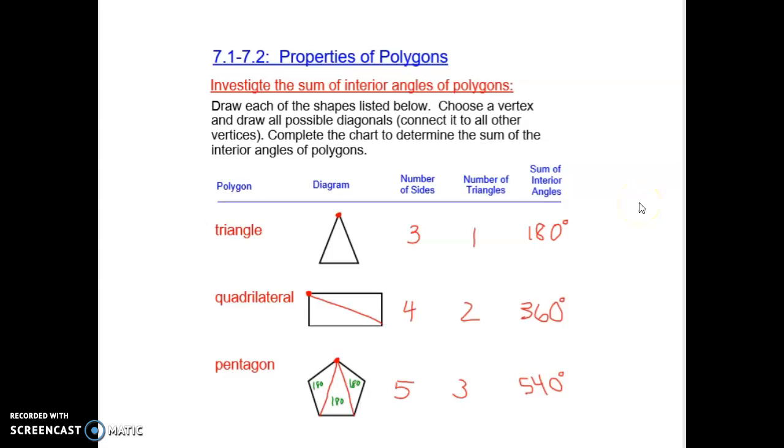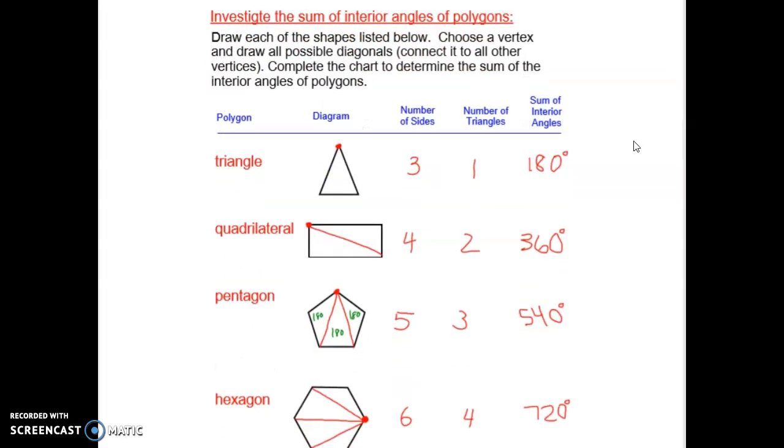Hello, grade 9. So we're looking at our second lesson in chapter 7. We're looking at properties of polygons today. So my first page here is an investigation that I would normally be doing with you on the board. What we're going to do is draw a series of polygons. We are going to identify how many sides our polygon has.